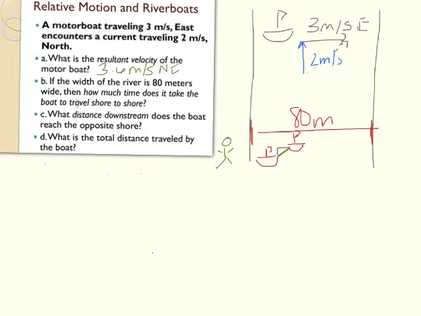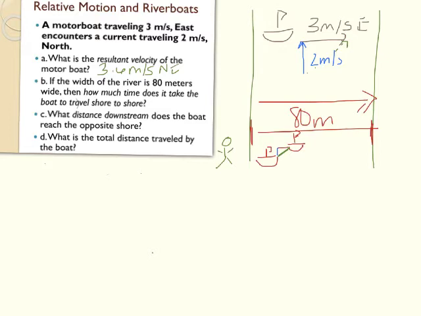Alright, so those movements happen together. The relative motion is the fact that you see them happening together. You don't see them happening separately, but they are occurring. So when we want to talk about the fact that we need to go 80 meters across the shore, we need to use that velocity that is actually moving the boat across the shore.